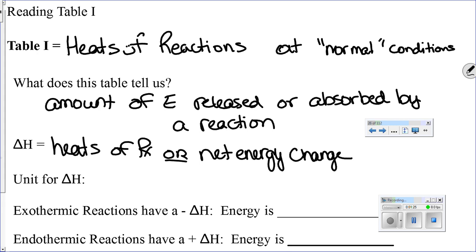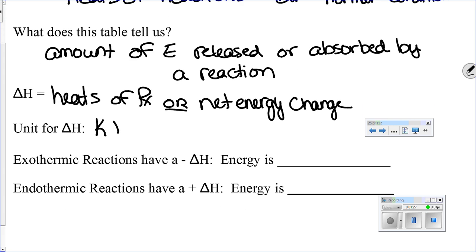The unit for delta H is kilojoules. So you remember talking about joules before, nothing new here. Very often these are also expressed in kilojoules per mole. On this particular table, they're just in kilojoules. Whenever we have a negative delta H, remember that means that this energy is being released in this exothermic reaction. Whenever we have a positive delta H, we're talking about an endothermic reaction where energy is absorbed.